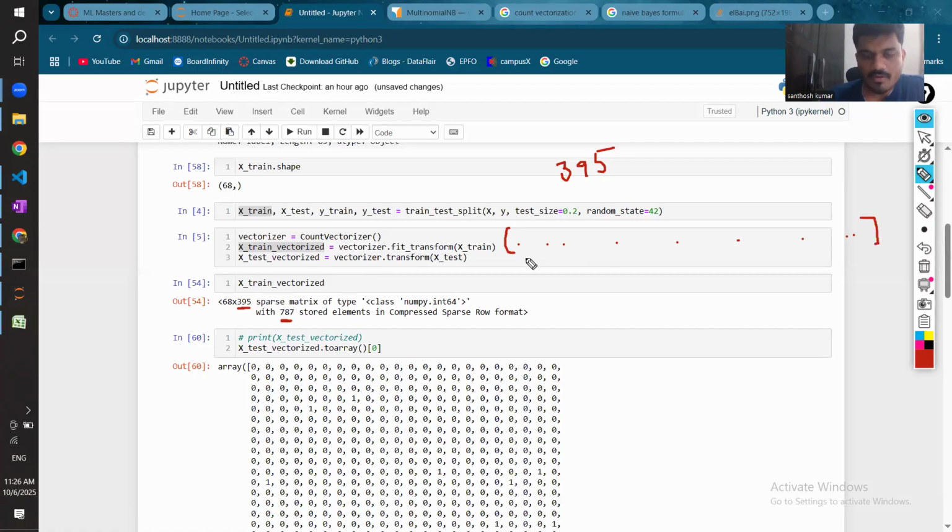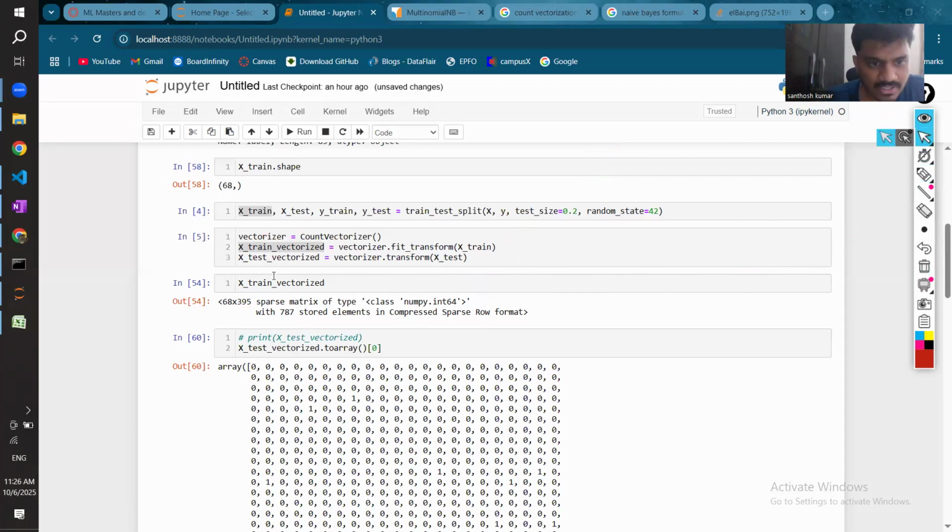In my X train, you have 68 rows, and it will create 395 values for each. Wherever the first row has words from these 395, there you will have a one, and the remaining will all be zeros.